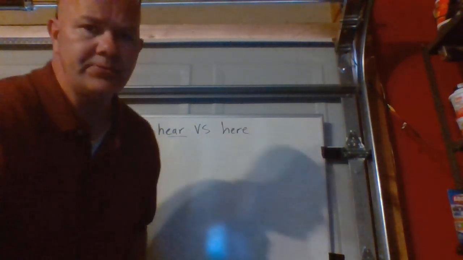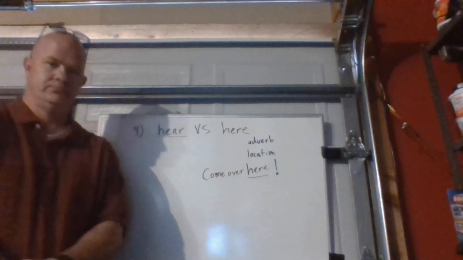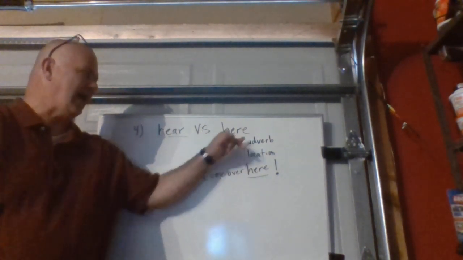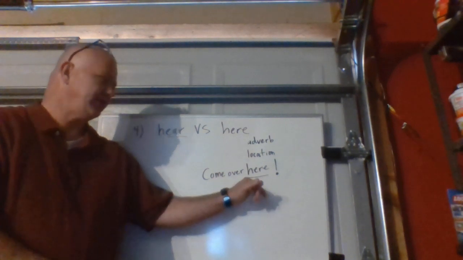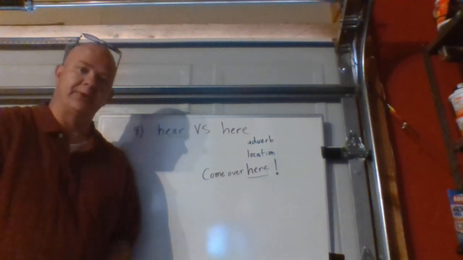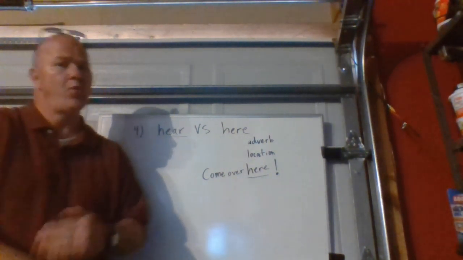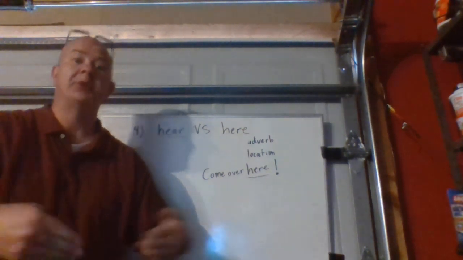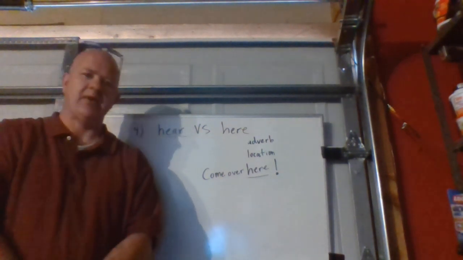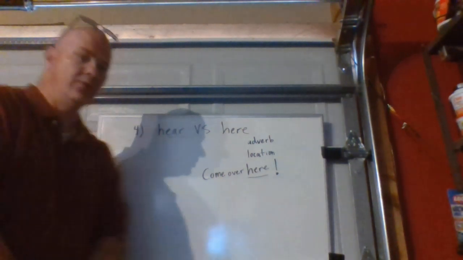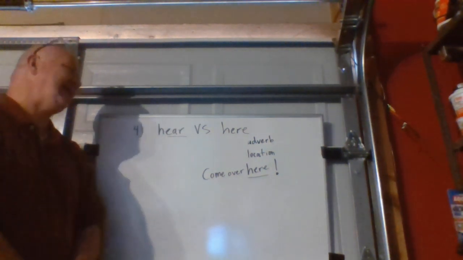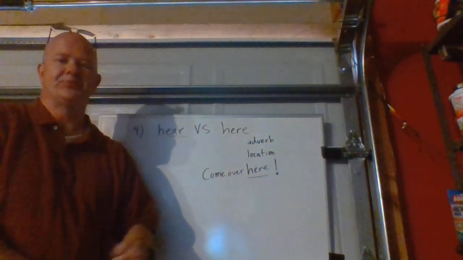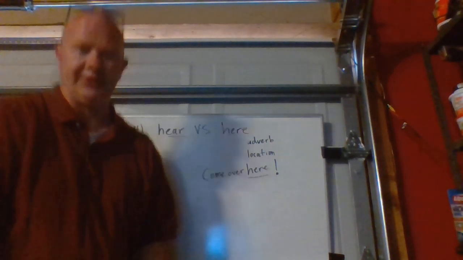In this situation, this here is an adverb and it indicates location. Come over here. I want you to come to this location, HERE. Or if I was going to say, here are some steps I want you to follow, that would be HERE. So if we're talking about listening, it's H-E-A-R. Otherwise, if we're talking about location, it's H-E-R-E.